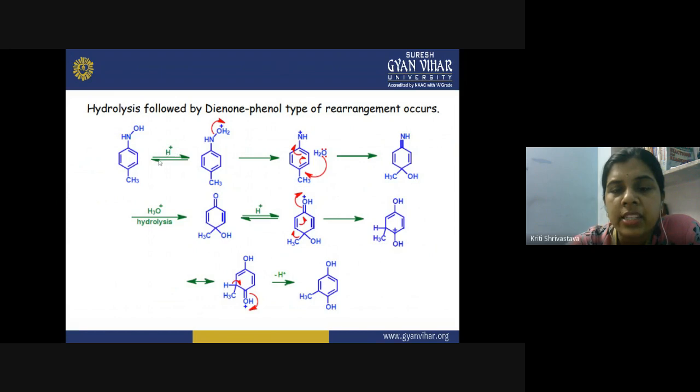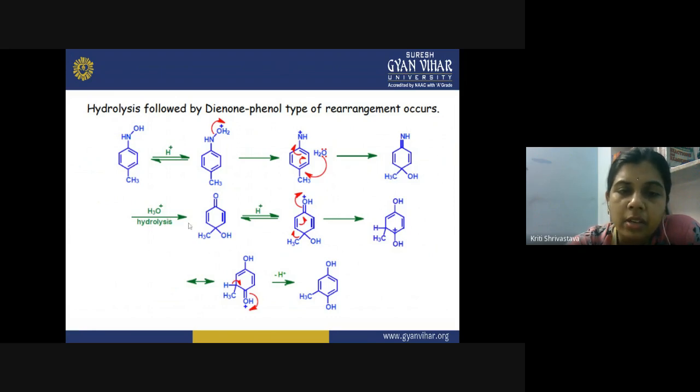So let us see the mechanism once the proton is attacking over the OH. So H2O is removed, and finally you get a positive charge on the nitrogen, and the electronic rearrangement will make the carbon at the para position electron deficient. And now, since the carbon is electron deficient, the solvent molecule, which is a nucleophile, will attack here, and you will get this type of transition state.